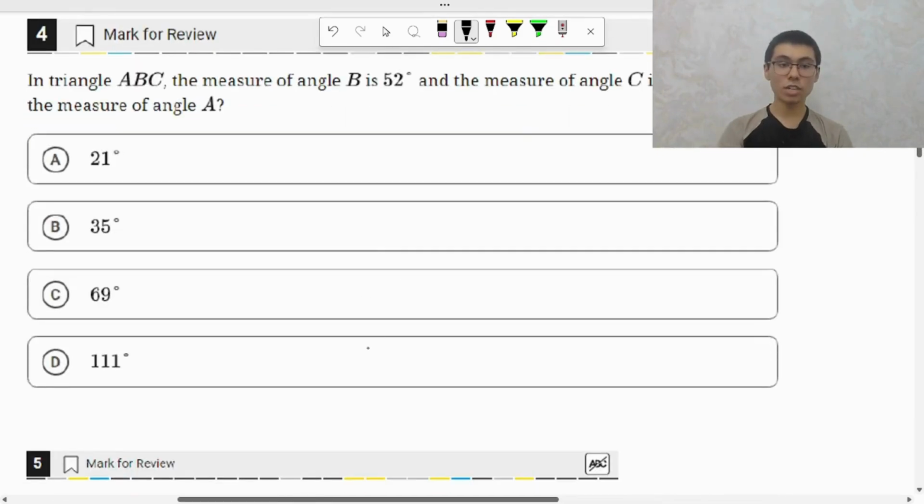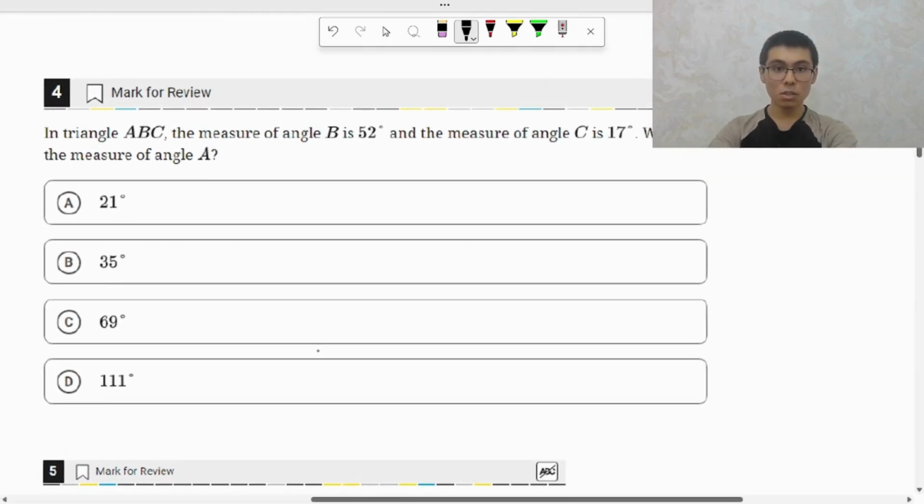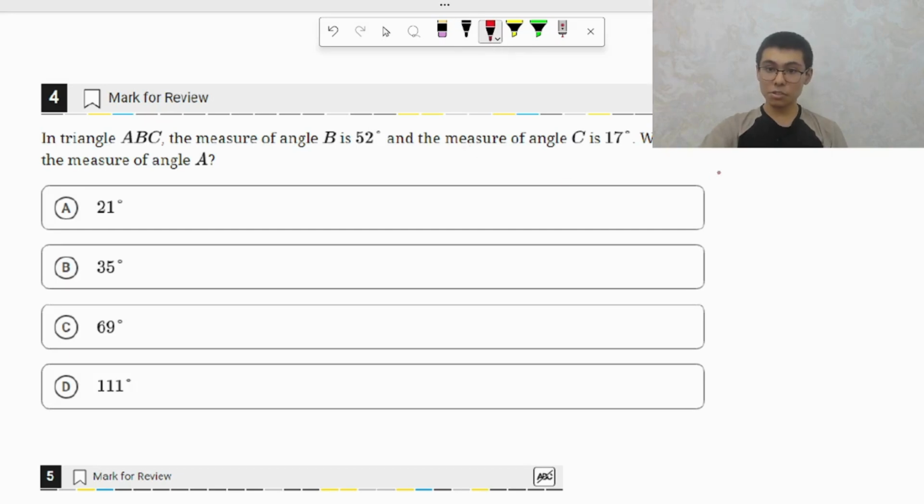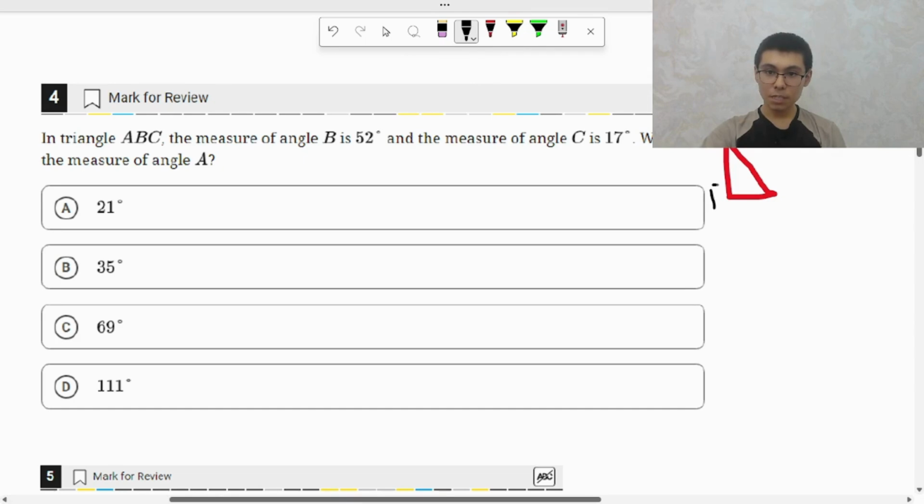So question number 4. In triangle ABC, the measure of angle B is 52 degrees and the measure of angle C is 17 degrees. What's the measure of angle A? So in this case, I'm gonna draw a triangle first. So here we have a triangle. I guess it's small, but it doesn't really matter for us. So A, B, and C. The measure of B is 52 and the measure of C is 17.